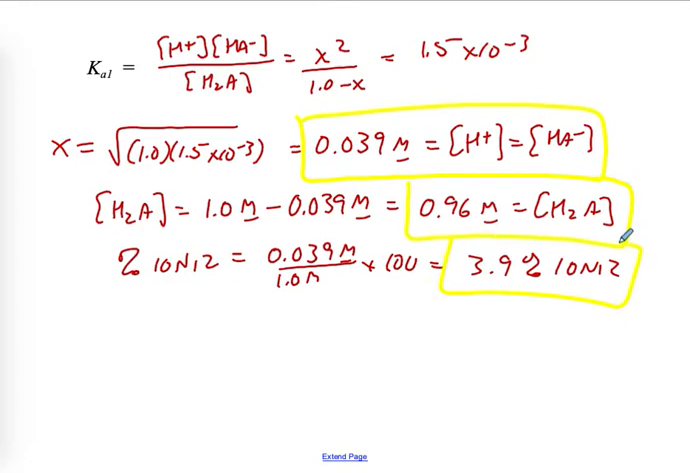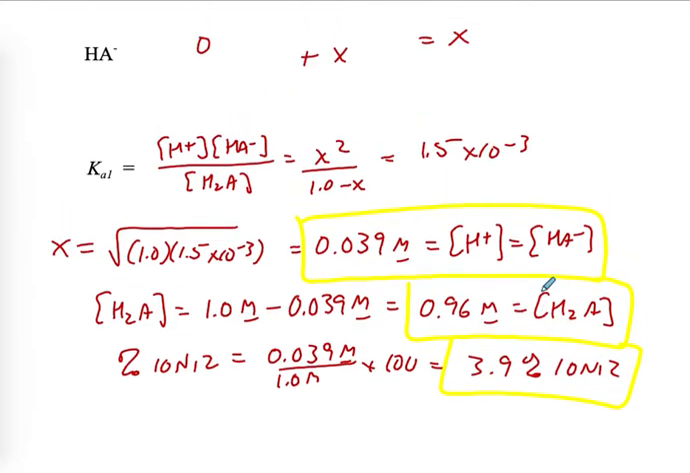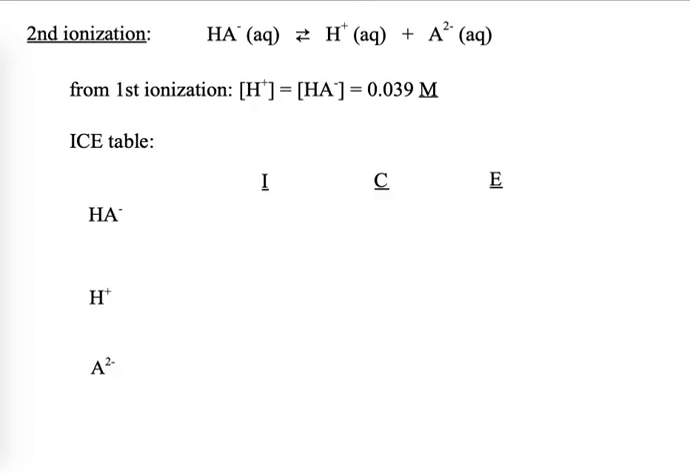Now, I haven't calculated the pH yet, because that raises the question, is this first ionization the only significant source of H+, or does the second ionization also contribute to the equilibrium concentration of the hydrogen ion? Well, let's look and see. From the first ionization, we have our initial concentrations of the hydrogen ion and HA-, 0.039, 0.039. Do not make the mistake of assuming that the initial hydrogen ion concentration in the second ionization process is equal to 0. It's not. It's what was produced in the first ionization.